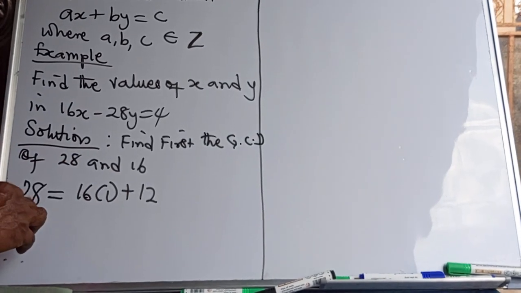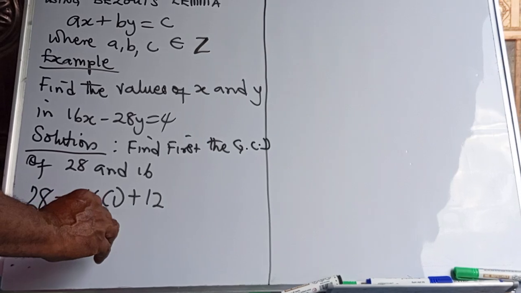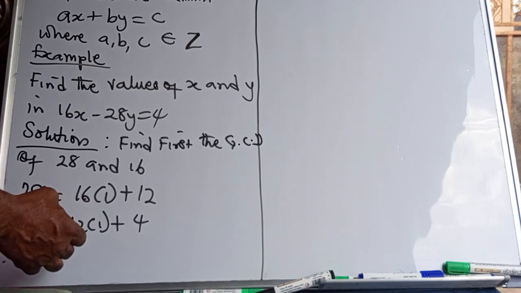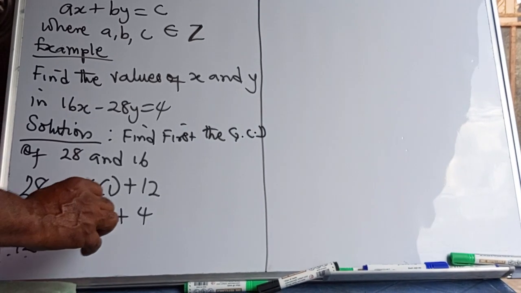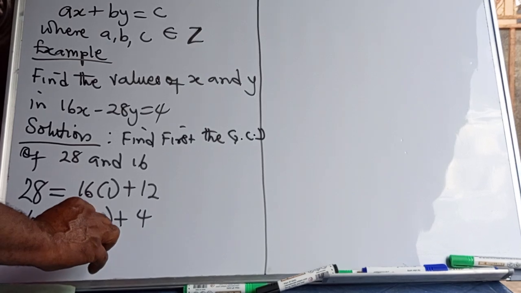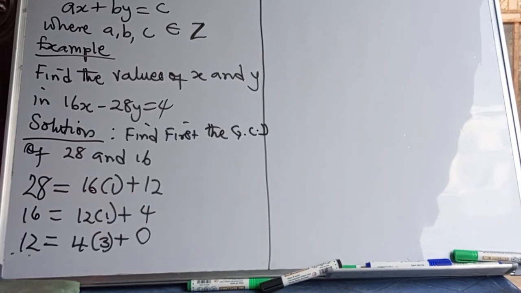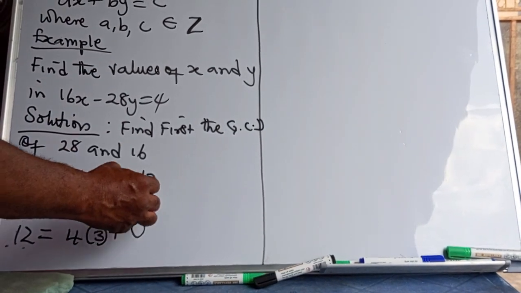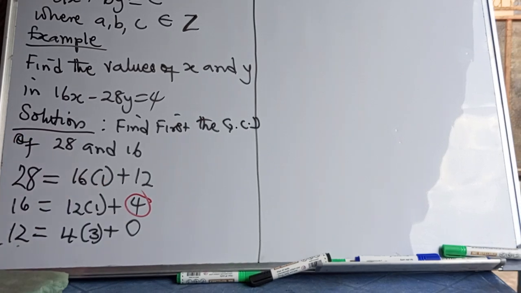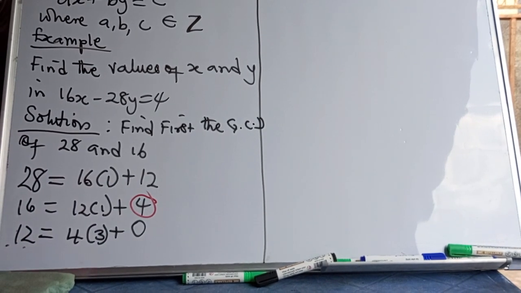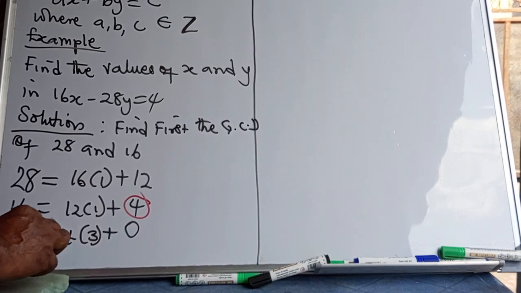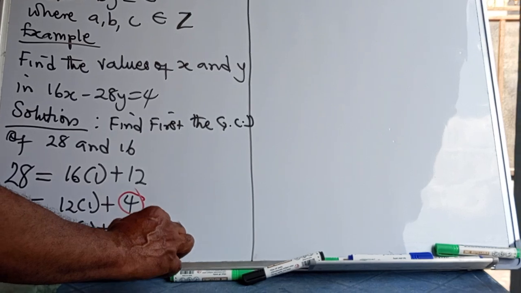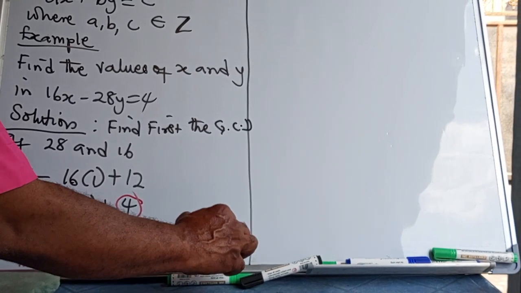Then let's pick the bigger number now, 16, which should be 12 times 1 plus 4. The next bigger number here between 12 and 4 is 12. So you pick 12, divide by 4, that will be 4 times 3 plus 0. So that automatically implies that the GCD of 28 and 16 is 4. So we need to work out from here the GCD of 16 and 28 is equal to 4.